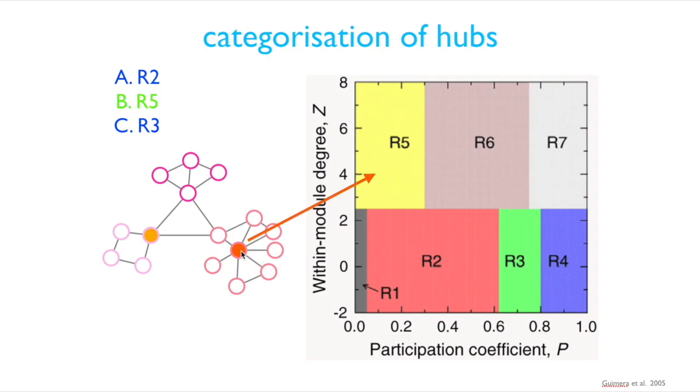Well, the orange node would be placed in R5 because it has a relatively high degree z-score. It has many more connections on average than the other nodes within its module. But the participation coefficient is relatively low because all of its connections are distributed across only one module in the network. So it has a low participation coefficient. In contrast, where would we place the yellow node? Again, would you place it in R5, R4, or in R6?